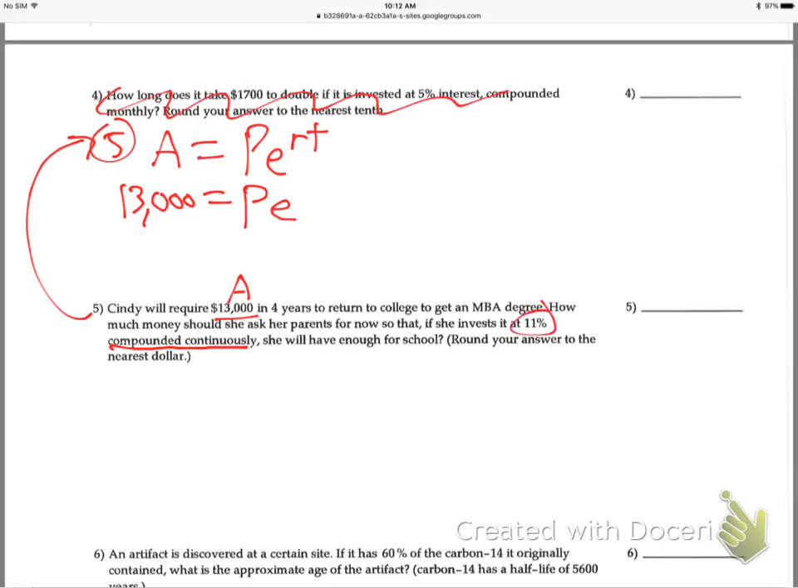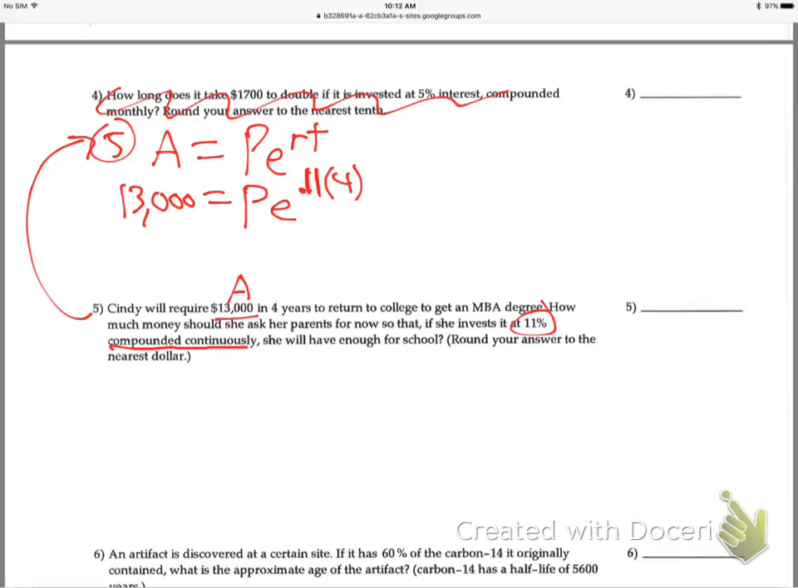And the rate is 11%. The time is 4 years. Find P. Find the principal. Good there? So do I have a letter? Do I need to do natural log on both sides? No. Everybody see why not? Yeah, there's no letter in the power zone, is there?